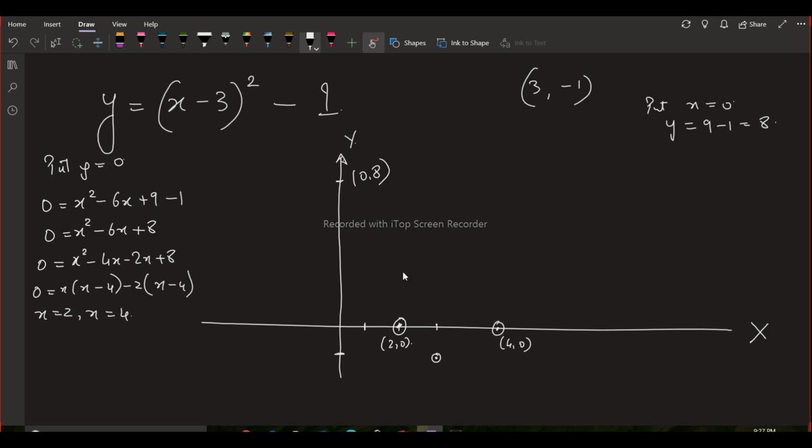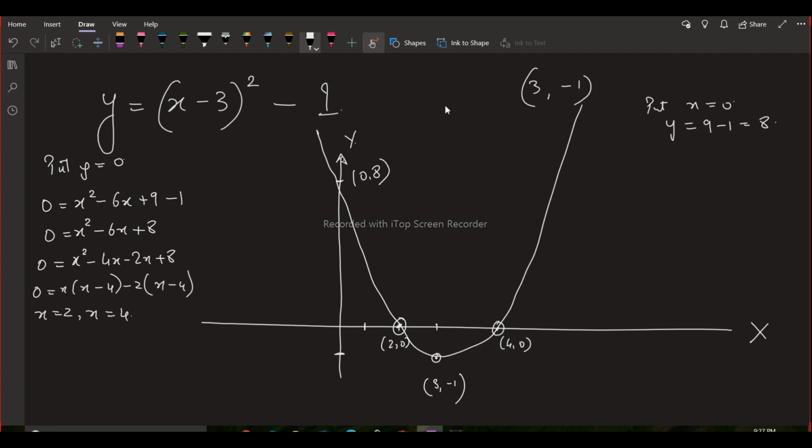Now we know the points from which the parabola will pass, and this is your vertex. This is 3 comma minus 1. Now let's draw the parabola. So let's make just a freehand sketch. So this is something like this way. So this is your parabola.